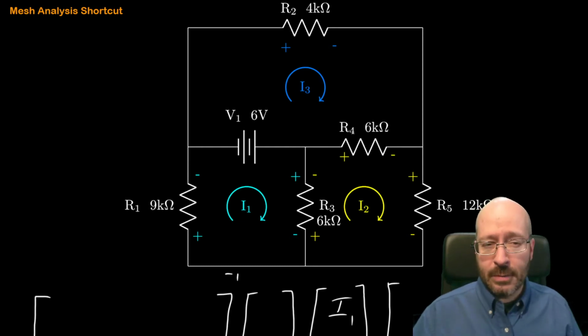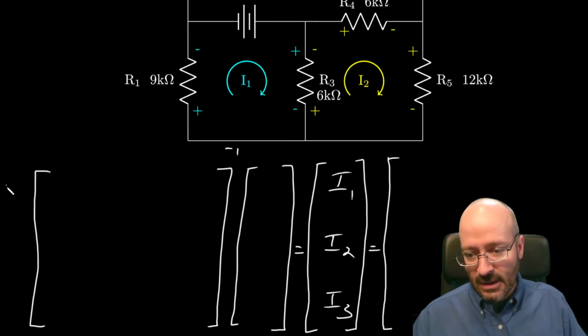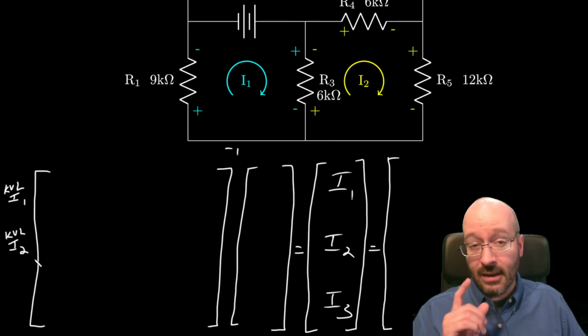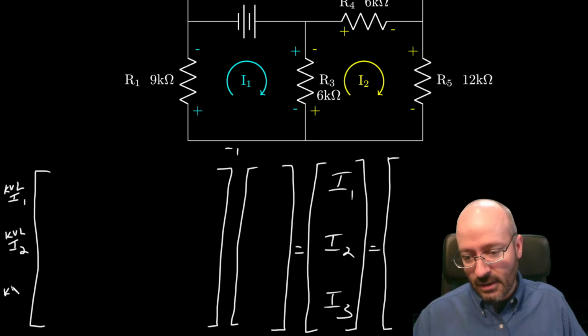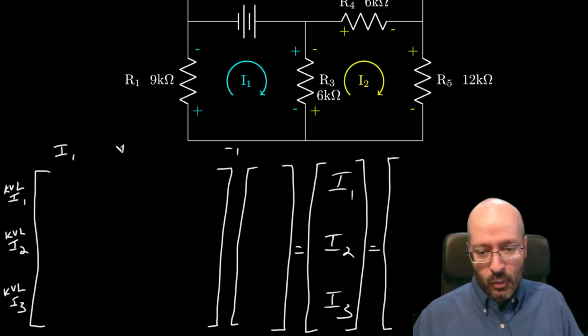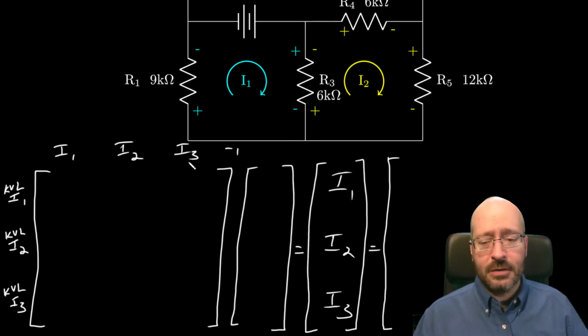It looks like there's no current supplies. We're not going to write any KCLs. If we're not going to write any KCLs, then it's all KVLs. I usually don't write these in, but my goal here isn't just to analyze the circuit, it's to get you to analyze the circuit without me. So I do think it's worthwhile to say, okay, we're writing a KVL for I1, I2, and I3, remembering which columns correspond to which coefficients. I1 and I2 and I3 on the top there. And now let's just work our way through.